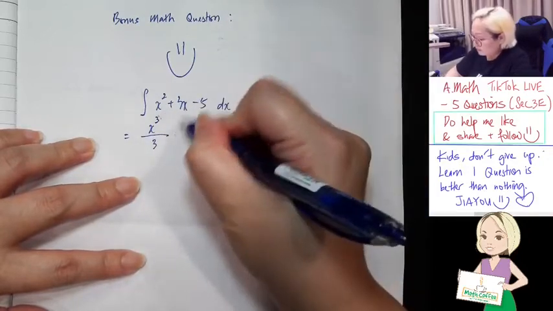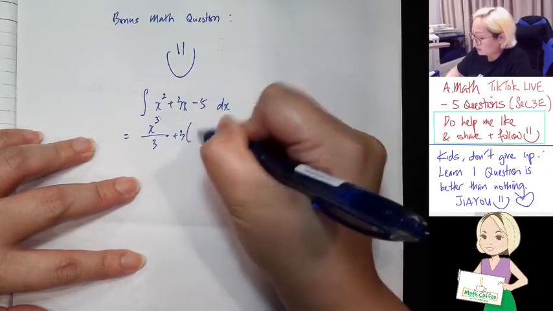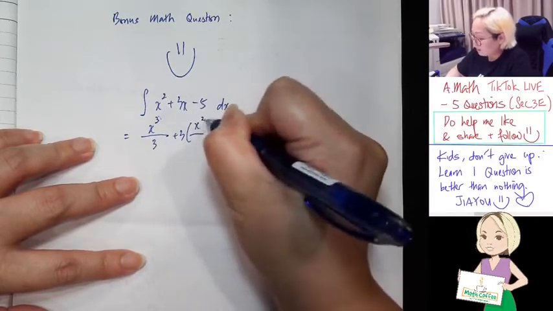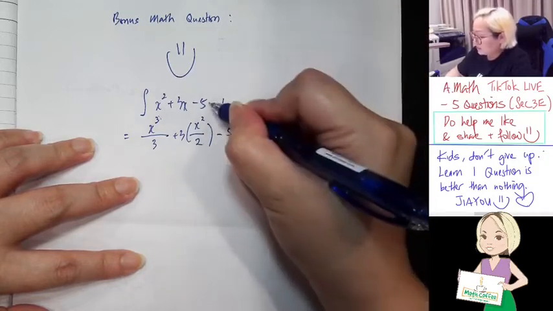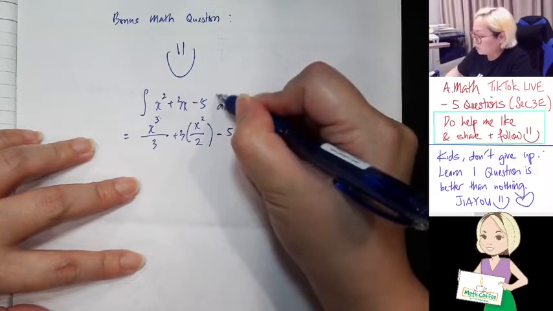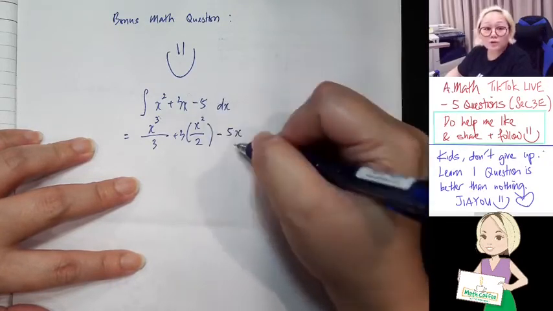Then after that, plus 3 constant. So this one is 1, right? Power plus 1, so it's x to the 2 over the new power, which is 2. Minus 5. This is actually x to the power of 0. So 0 plus 1 is 1. That's why for a constant, when you integrate, you just put the x there.